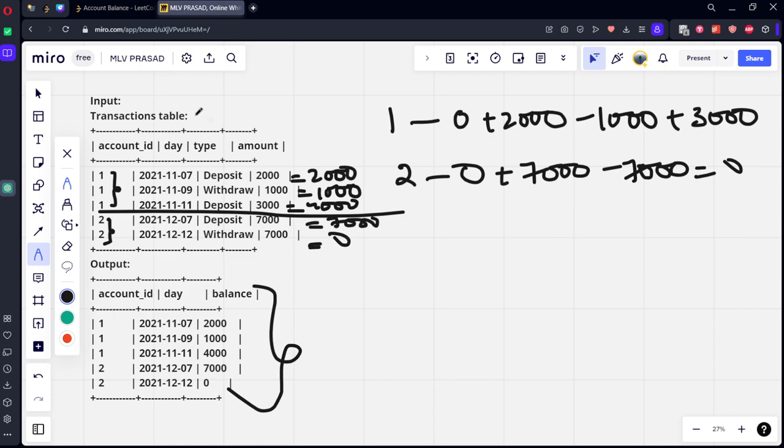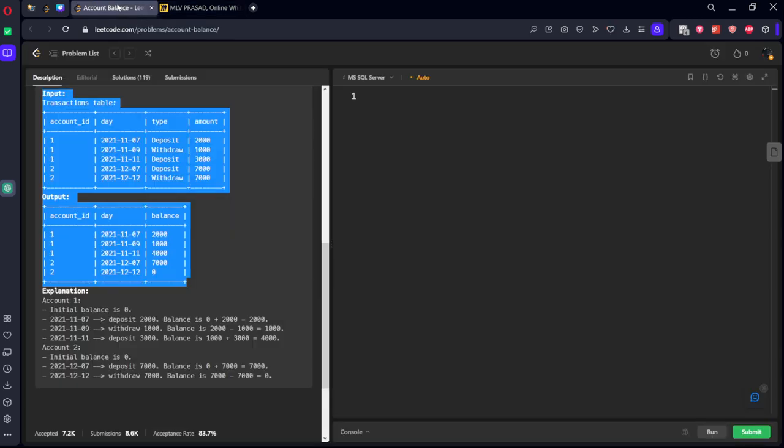So what they are doing is ordering by date. First of all, they are partitioning for each account ID and ordering by date ascending, and they are doing the sum of amount such that if it is a deposit, it is plus amount. If it is a withdraw, it is a negative amount. Let's write the code for that.